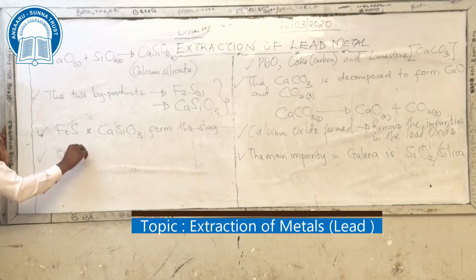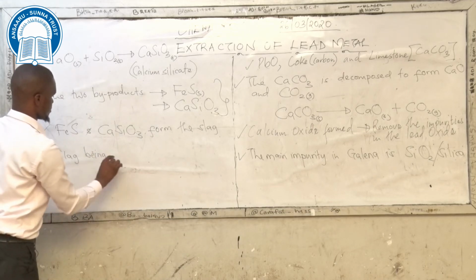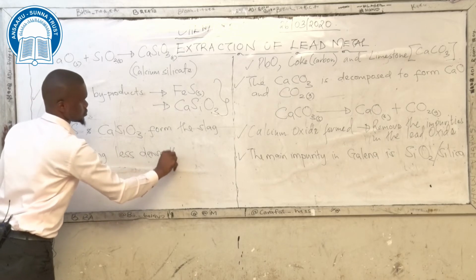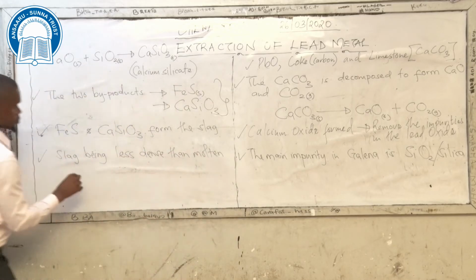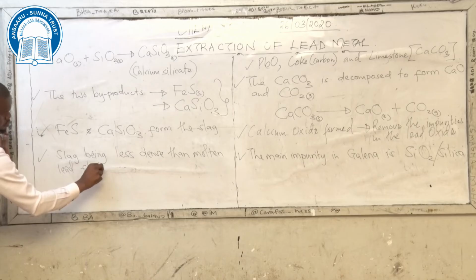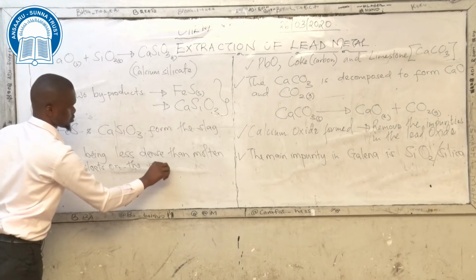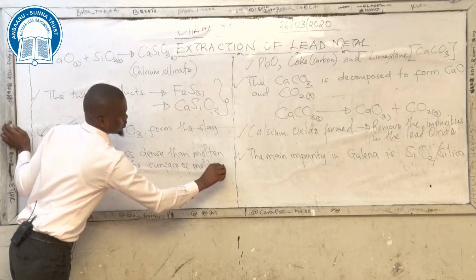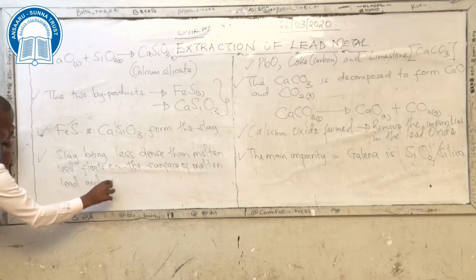Slag, being less dense than molten lead, floats on the surface of molten lead and is separated.